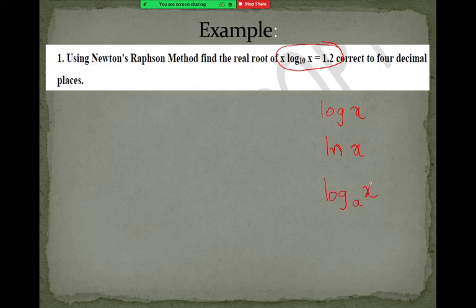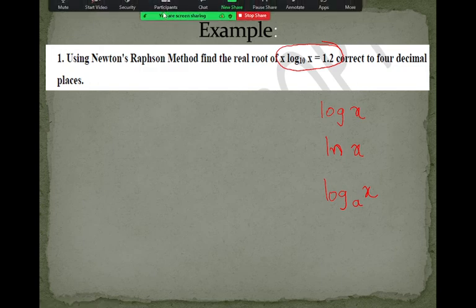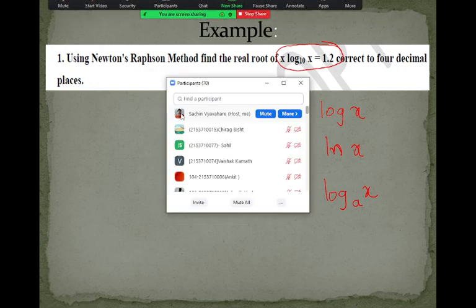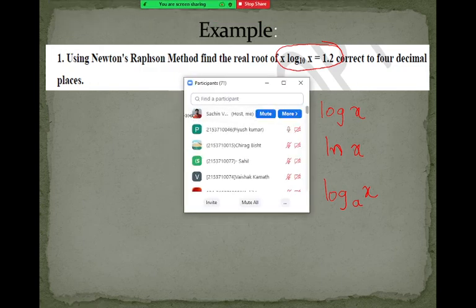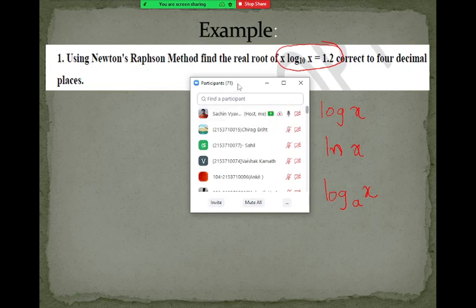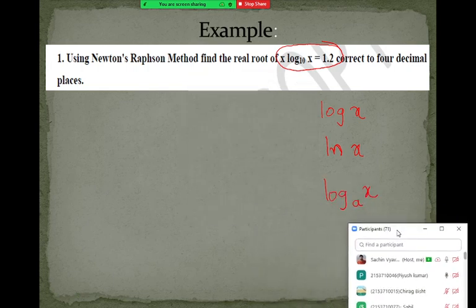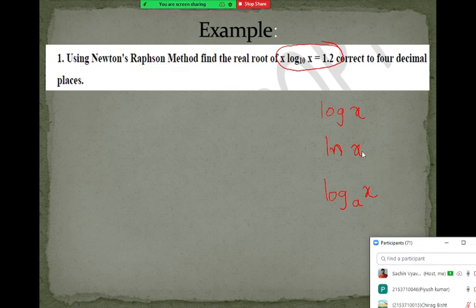So can anyone tell me what is the difference between all these notations? When I ask a question, someone should answer. Like Piyush, yes. What is the difference between these three notations? In log x, the base is 10, in ln, the base is e, and in log a, the base is already given. Yeah, very good.